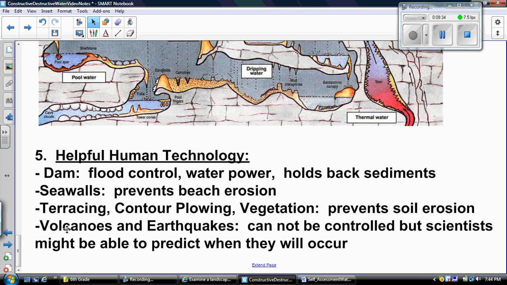Okay, and the last are destructive volcanoes and earthquakes. We cannot control these. We cannot stop a volcano from erupting or stop an earthquake from happening. So we can't stop those destructive forces that shape Earth's surface. But scientists might be able to predict when they will occur. We're getting better at predicting where they will occur, so there'll be less damage to human life. So those are some ways that humans and our technology have helped stop some of the destructive forces on our Earth.